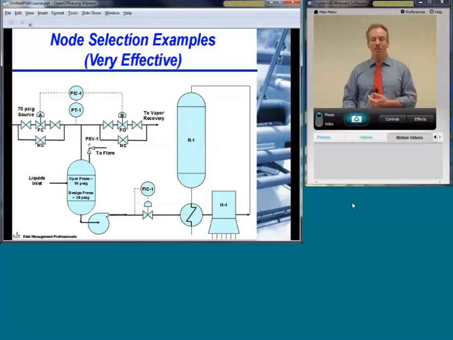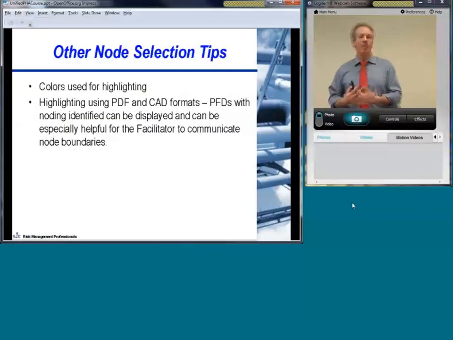Other node selection tips: keep colors simple. Again, we do a lot of work over long periods of time with facilities, and especially if we're picking up revalidations where somebody else has done the HAZOP study, if they use the 20-color highlighter set, a lot of times over the years, those colors tend to get affected by UV light.